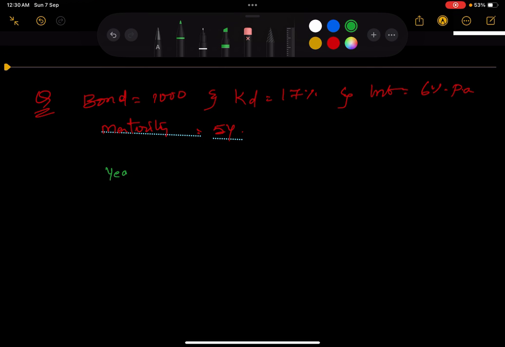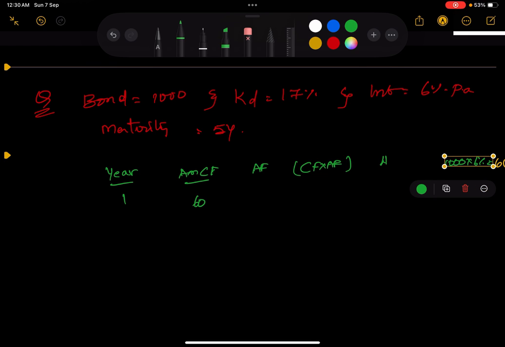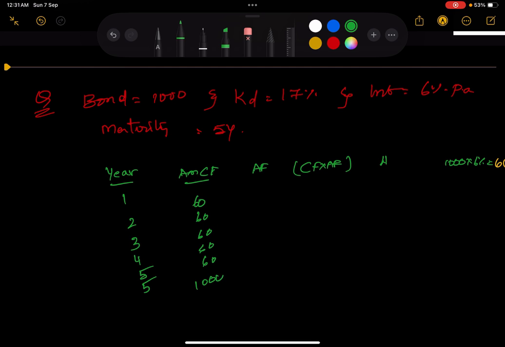For example, here: amount of cash flows received, annuity factor, cash flows into annuity factor, weighted average, right? Year 1 we receive 60 rupees, 1000 into 6%, 60 rupees. Years 2, 3, 4, 5: cash flows 60, 60, 60, 60, 1000.